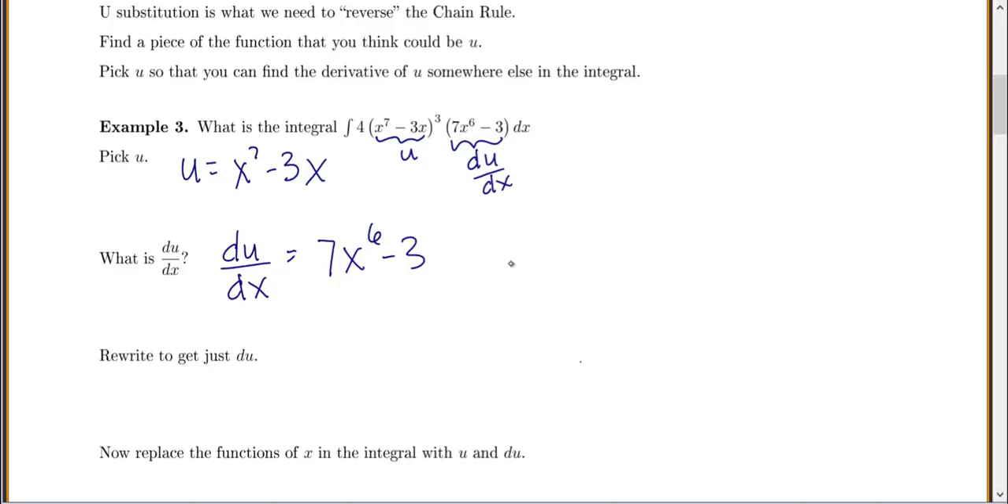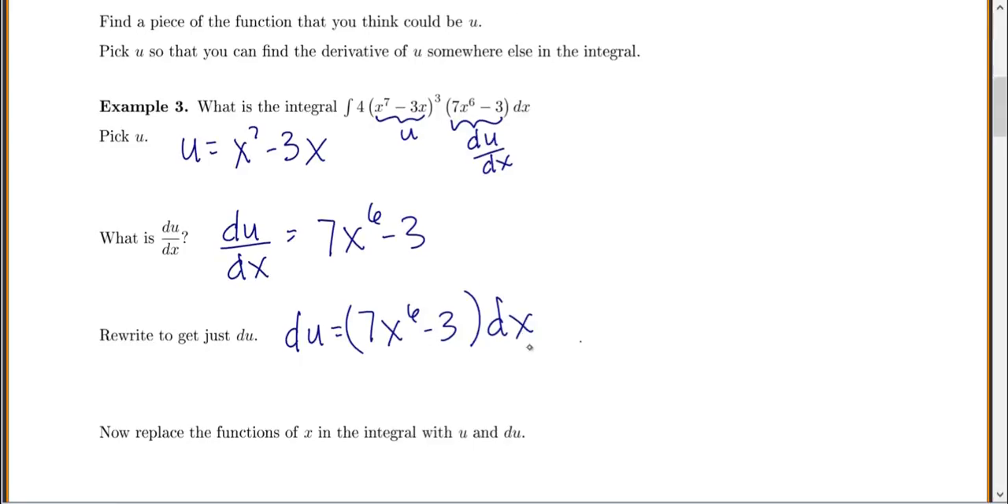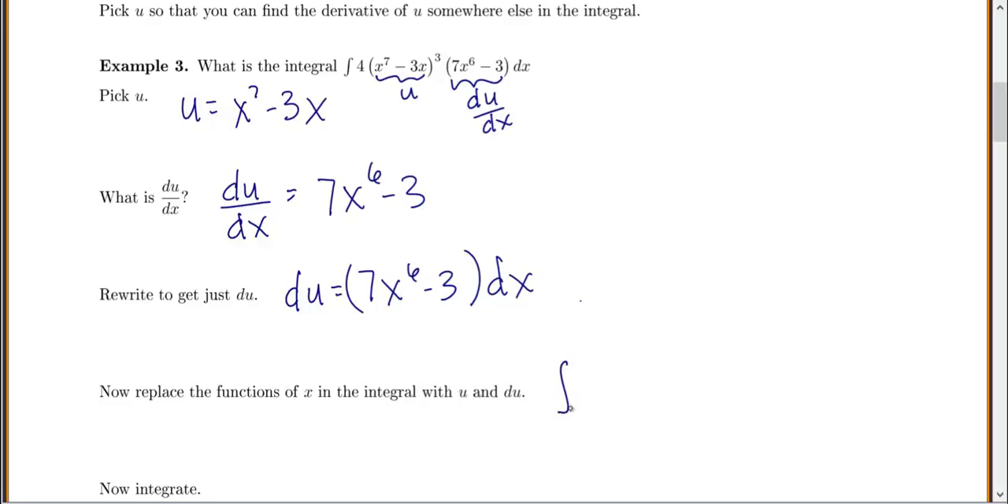So now we rewrite to get just du. What I mean by this is this du over dx was a symbol for how to find the derivative, but we can actually think about du as a variable and dx as a variable. And I could rewrite this as du equals 7x to the 6th minus 3 dx. The reason I would want to do that is because now let me rewrite my function. So this was 4 times x to the 7th minus 3x, cubed, times 7x to the 6th minus 3 dx.